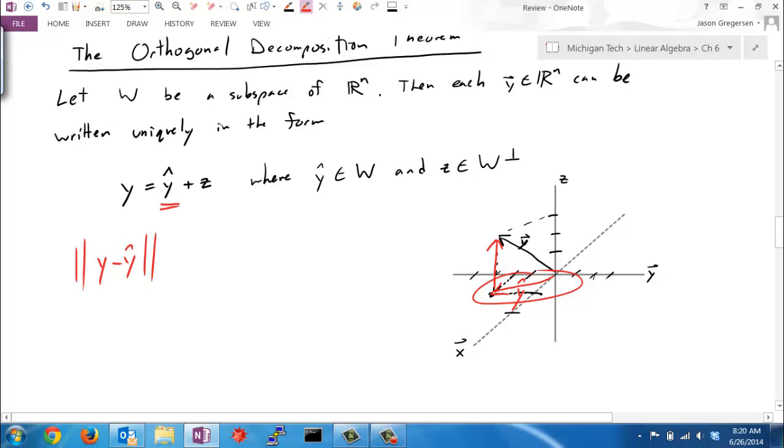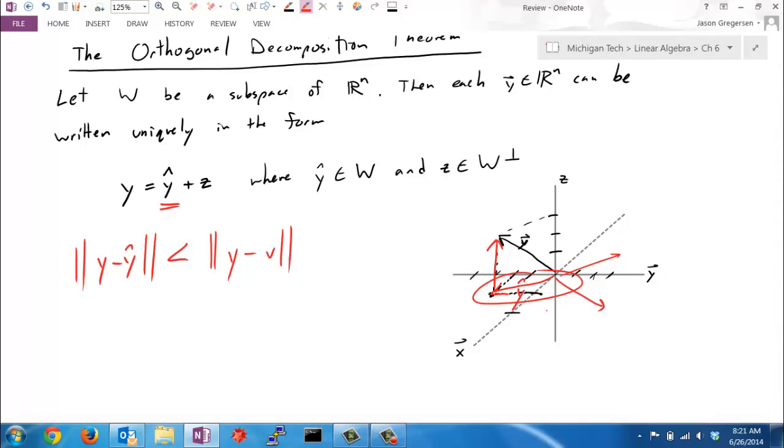If y hat is the closest, then we're saying that that distance is less than the distance from y to any other v in W. Any other vector. Here's another vector that's in W. Here's another vector that's in W. The idea is that this distance is less than this distance for any other v in the space. And that's what it means to be closest. And now we can define that in terms of the inner product. So that's an important definition of that little inequality.